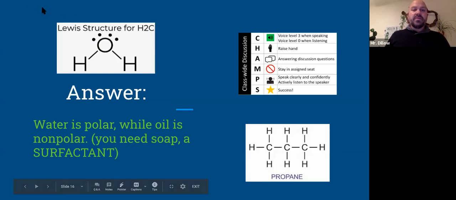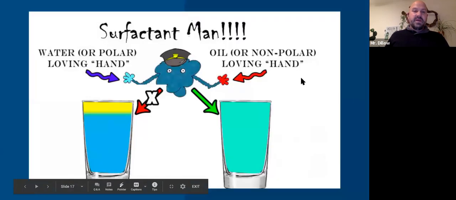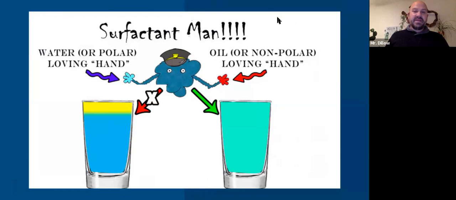So the answer is that water won't take out a grease stain because water is polar. And oil, which tends to have a similar structure as propane, but usually longer, more carbons, is nonpolar. So you need soap, which is a surfactant. And that's where Surfactant Man comes in.